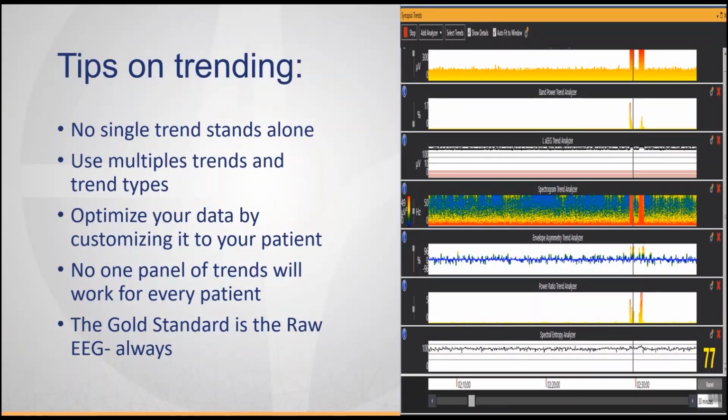So again, tips on trending: no single trend stands alone for everybody. Use multiple trend types and optimize your data by customizing it, and the raw EEG is always the gold standard. If you can't see it in the raw EEG, it doesn't exist.